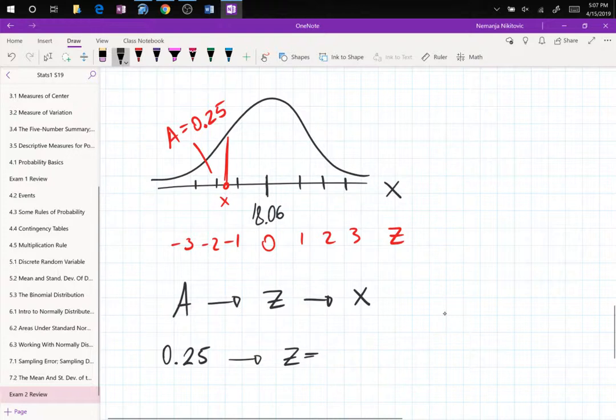0.2514. So this one is 0.2483. That's 17 away. And this is 14 away. So this is the better one. It's closer. So we'll use that one, which is this number, negative 0.67. So negative 0.67 is the z-score that corresponds to the first quartile. Right? So that's the z-score corresponding to the first quartile, negative 0.67.